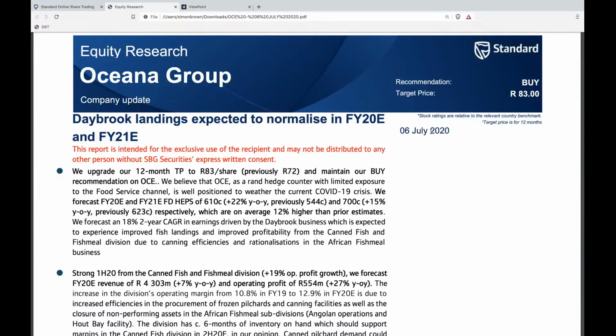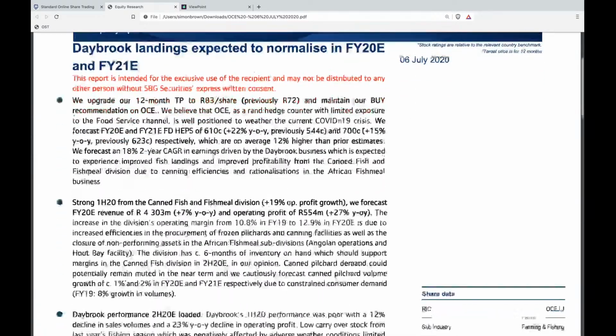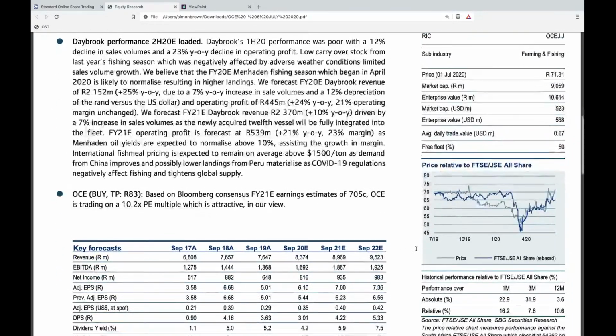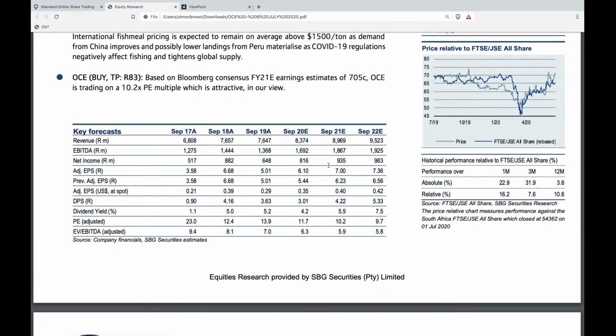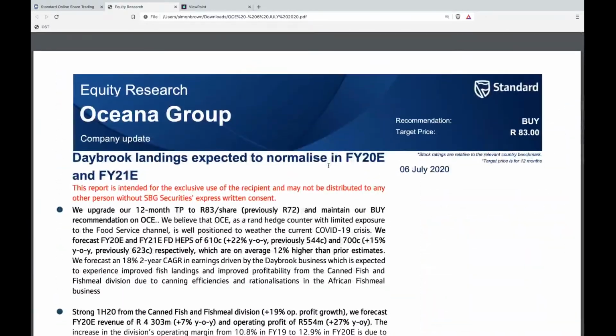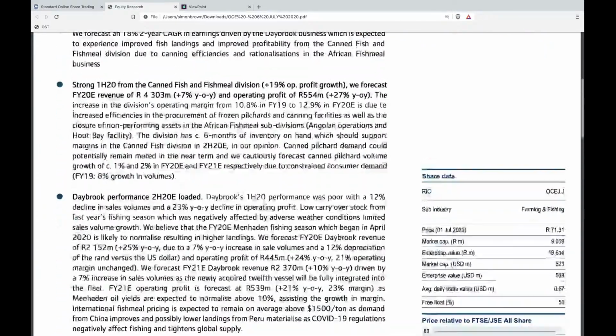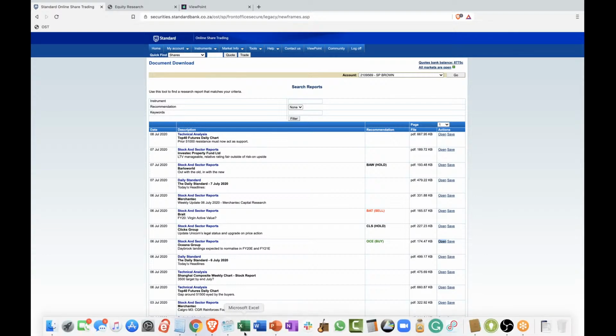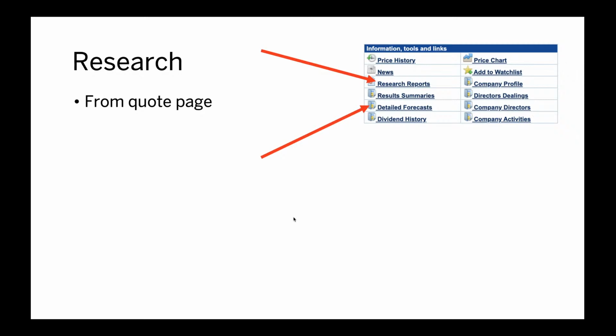Target prices are for 12 months' time, and that's very important to understand. And then the buy or sell rating is relative to overall market. But in this case, looking at the Standard Bank view on Oceana, who had results out, was it mid-ish May or something like that, some information about them relative to the all share performance, etc. So fairly detailed. As I said, I like them because you'll pick up some information that perhaps you just simply weren't aware of before. There is, as I had here, other from the quotes page, research reports and detailed forecasts.